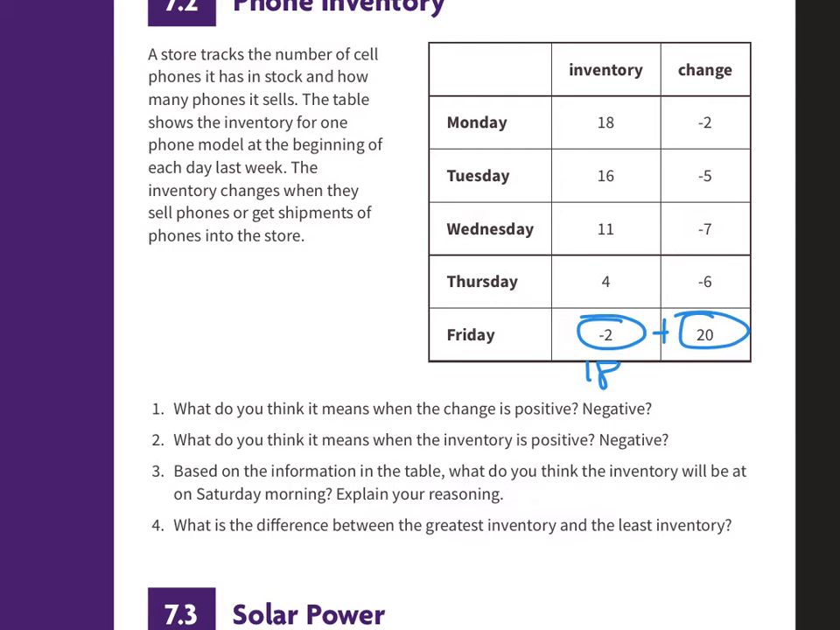What is the difference between the greatest inventory and the least inventory? Well, my greatest inventory is 18. My least inventory is negative 2. Difference means subtract, so we're going to go 18 minus negative 2. Two minuses in the middle turns into a plus, so 18 plus 2 is 20.